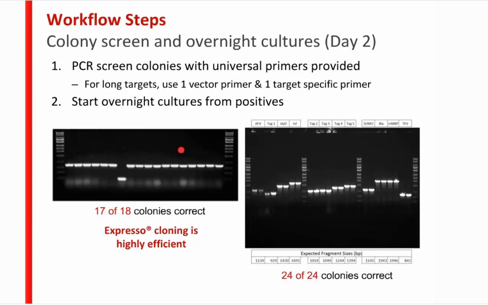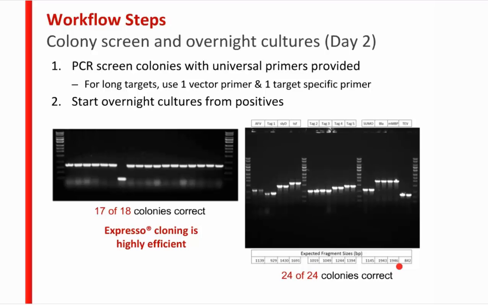These are both Expresso cloning experiments. In one case, 17 out of the 18 colonies picked were correct by PCR. And in this case, we were looking at a number of different fusion tags and picked 2 colonies from each plate, and all of them were correct, 24 out of 24. And this kind of result with Expresso cloning is not unusual at all. We normally see greater than 95% efficiency in the cloning steps.